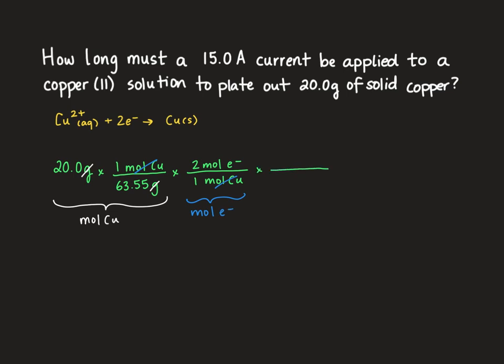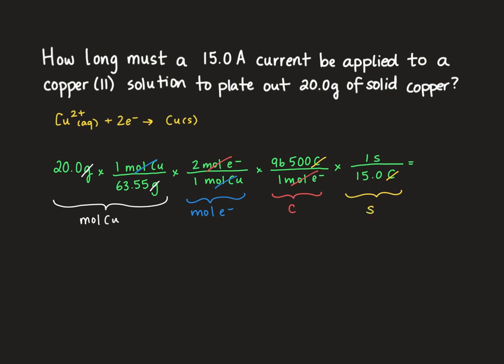Next up, we're going to use Faraday's constant. So to go from moles of electrons to charge, we want to use Faraday's constant, where we know 1 mole of electrons has a charge of 96,500 coulombs. Our moles of electrons will cancel, and we now have coulombs. We're almost there, so to get to time from this stage, we want to divide by the current, because current is coulombs per second. So if we have 15.0 coulombs in 1 second of time, passing a single point in our reaction, those coulombs will cancel, and we will be left with seconds.